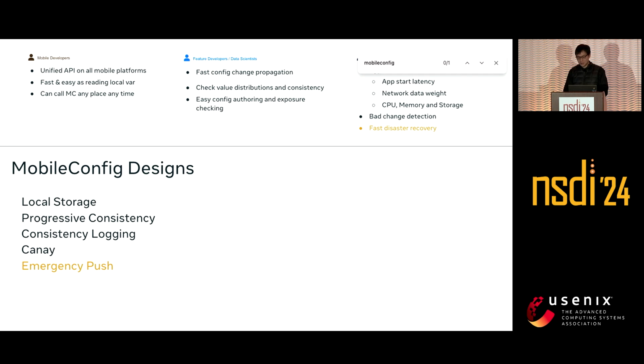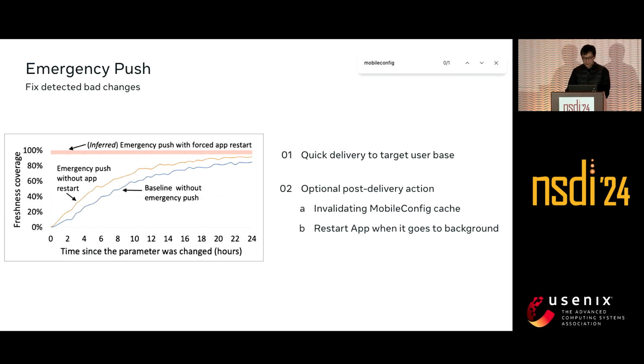But occasionally, there will still be some bad configs passing Canary and landing. In such cases, we need to first rectify the config value on the server side, and then use a component called emergency push to eliminate the bad configs. Emergency push can not only accelerate the delivery of a config to a target user base by using a more expensive channel, but also support developers in specifying a post-delivery action, like clearing the MobileConfig cache or even restarting the app in the background, so that the bad config is totally gone right away.